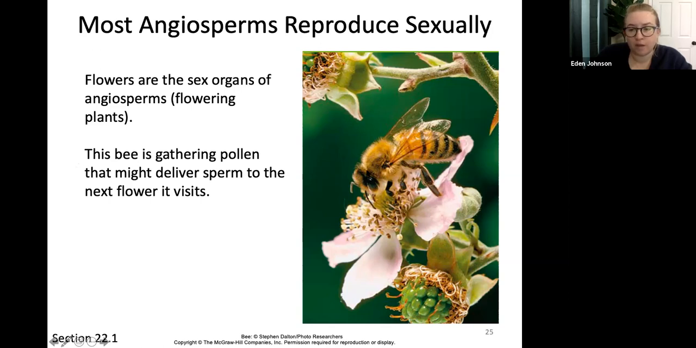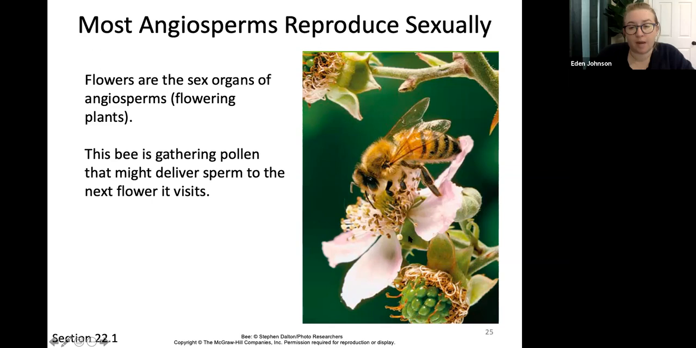So here you've got a bee that is gathering pollen, and as this bee moves to different flowers, pollen is just sticking all over its abdomen. And so as it's moving to other plants, that pollen from a previous plant is getting deposited onto a new plant, potentially pollinating another flower. So it might deliver sperm to the next flower it visits, because pollen is literally just plant sperm, okay?